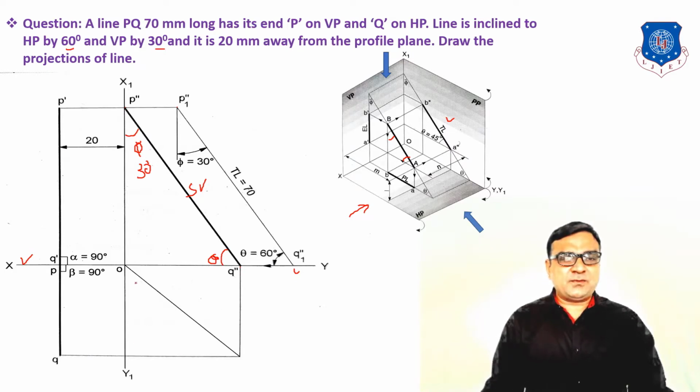And for the front and top view, you have to draw one line at 45 degrees from the intersection of XY and X1 Y1. Draw a vertical line up to this and then a horizontal line. And from the front side view of P, draw a horizontal line. And because the line is 20 mm distance from the profile plane, you take 20 mm and locate P dash Q dash and PQ, because our line is parallel to the profile plane. So the front and top views are both vertical lines.